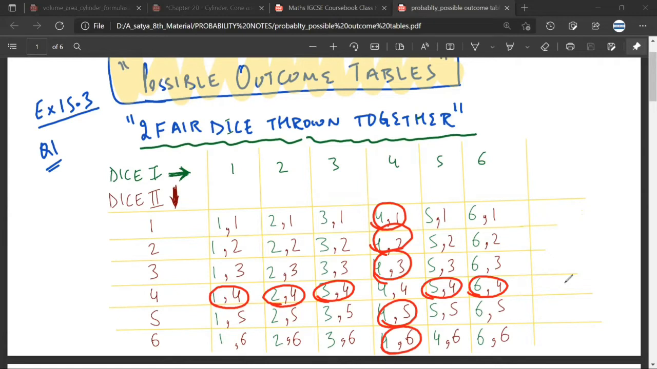Mr. Satya, what will be the probability of having exactly 1 4? You just have to count these numbers. How many total numbers are there? There are 10, sir. There are 10? One second. So, 1, 2, 3, 4, 5, 6, 7, 8, 9, 10. So, 10 upon 36, is it correct?